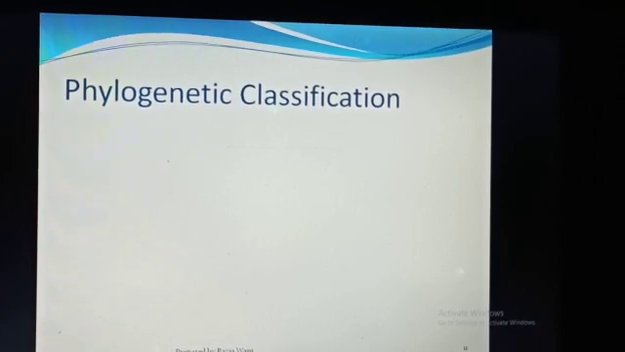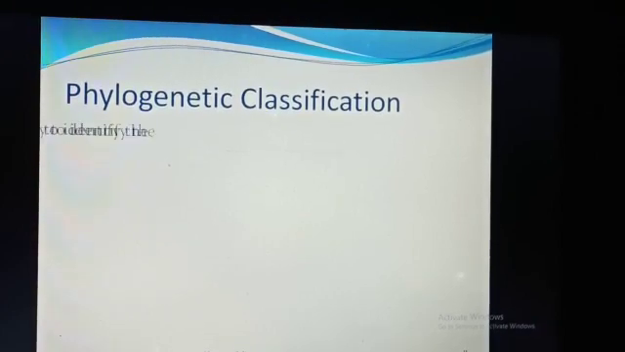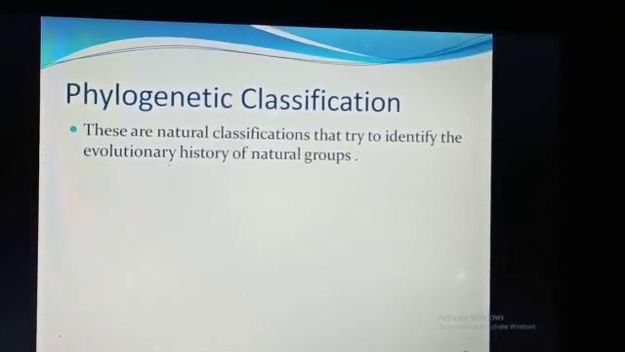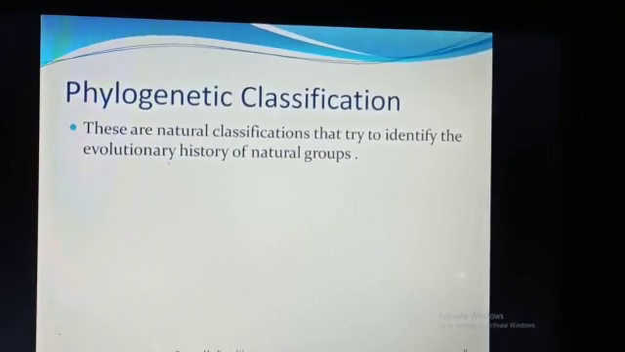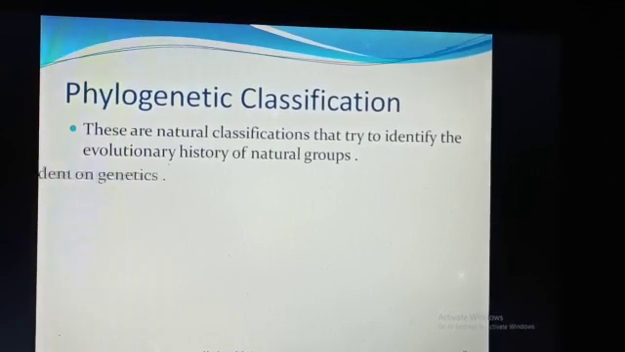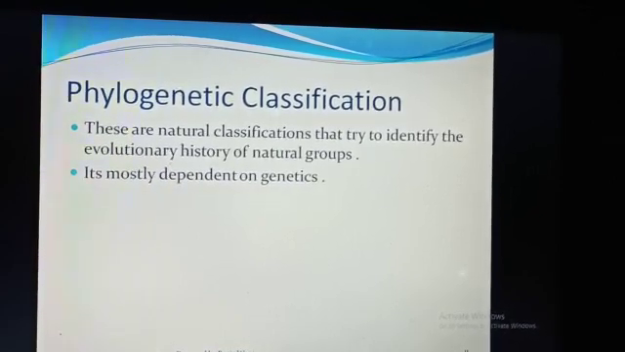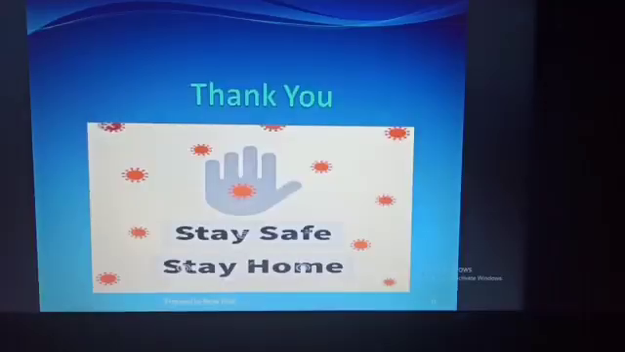Then there comes phylogenetic classification. These are natural classifications that try to identify the evolutionary history of natural groups. It's mostly dependent on genetics.